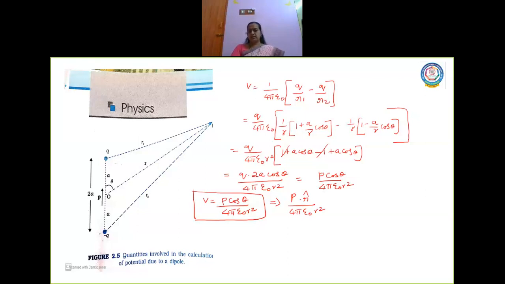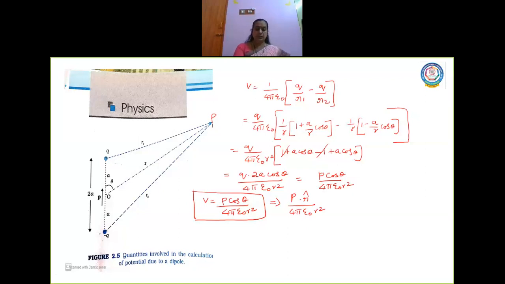Now I am going to consider the position of P. Let me write this P here once again. I'm going to consider this point P in three different positions. One position is that P will be along the axis of the dipole, near to minus Q or near to plus Q. So in that case, what will happen to the potential of the dipole?